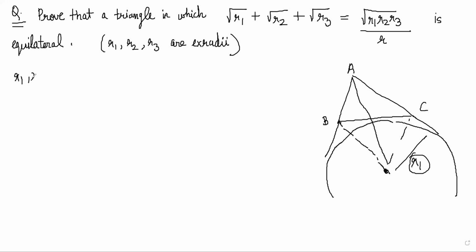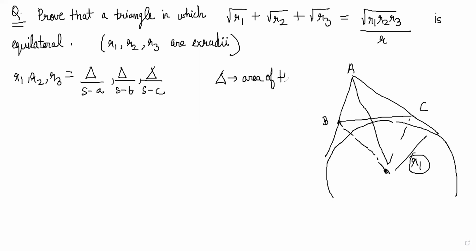We have some formulas for exradii. r1, r2, r3 can be given by del by s minus a, del by s minus b, and del by s minus c, where del is obviously the area of the triangle and s is the semi-perimeter. So these are facts that we know from basic trigonometry.